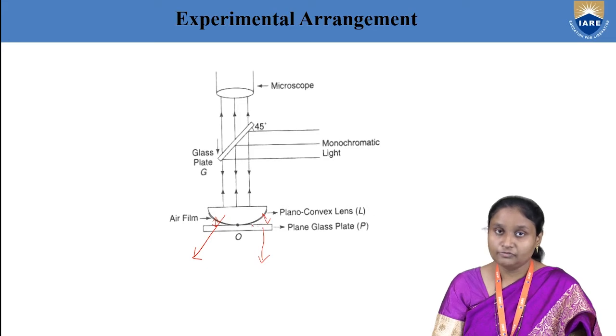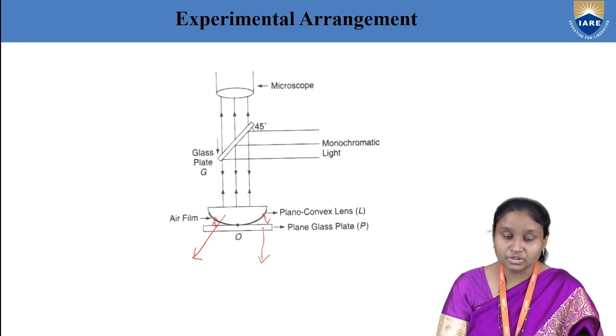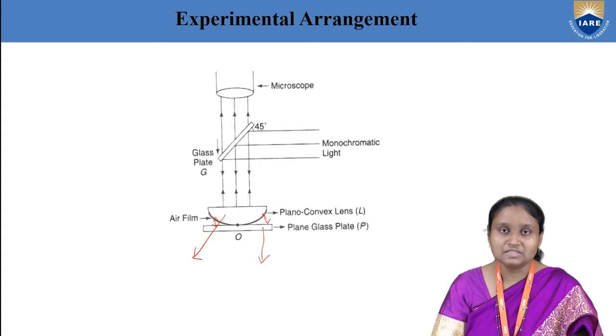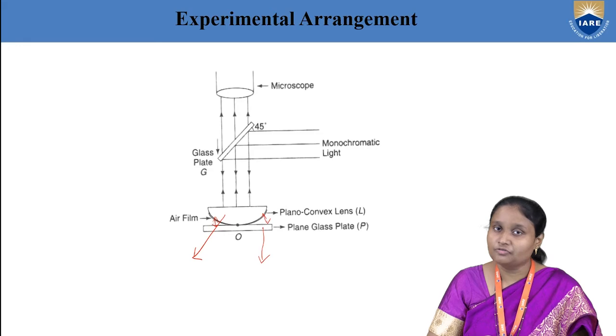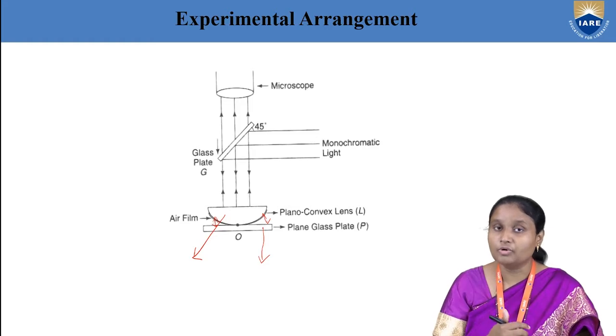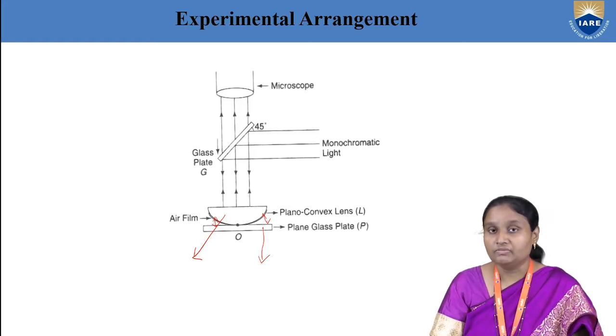Where is the air film formed? The air film is formed between the convex surface of the plano convex lens and the top surface of the plain glass plate. And you will observe that the thickness of this film will be very, very small, because the curvature of the convex lens is very small, and of course we are keeping it on a plain glass plate.